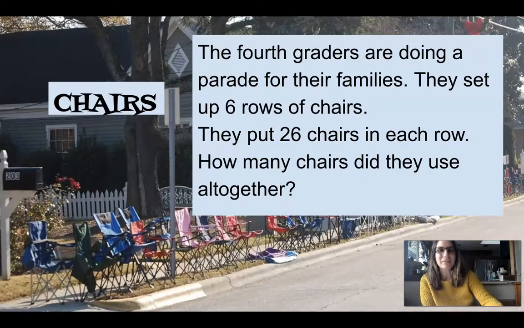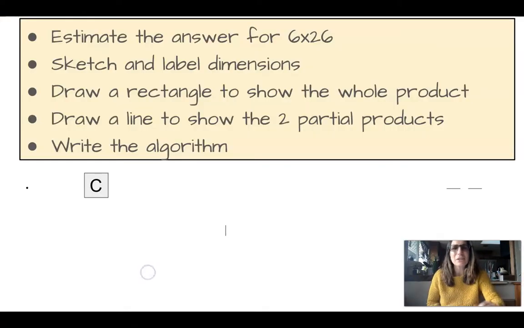Here's our next one. We're looking at chairs. The 4th graders are doing a parade for their families. They set up 6 rows of chairs and they put 26 chairs in each row. How many chairs did they use all together? So if you could picture these rows of chairs, hopefully in your head you're already picturing an array, a rectangular shape with 6 by 26. So let's look at that equation, 6 by 26.